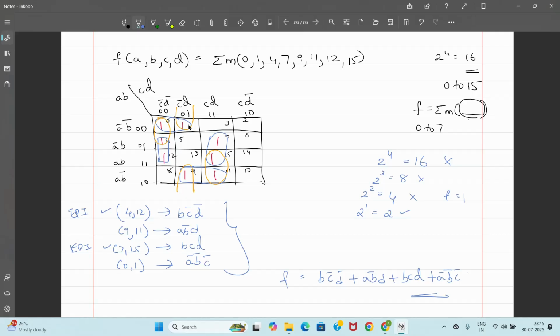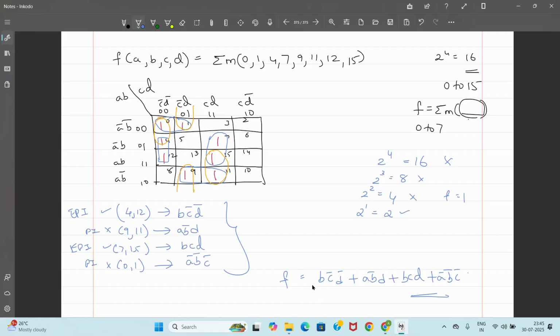But 0, 1 and 9, 11 are not essential. The reason is both 9 and 11 cell numbers have options. 11 can be covered with 15 or with 9. Similarly, 9 can be covered with 11 or 1, right? This has an option. Though I didn't take this orange group, I did have an option there. So 9, 11 will not be essential. Similarly, 0 and 1 also have other options, so they are also not essential groups. They are just prime implicants, not essential prime implicants.